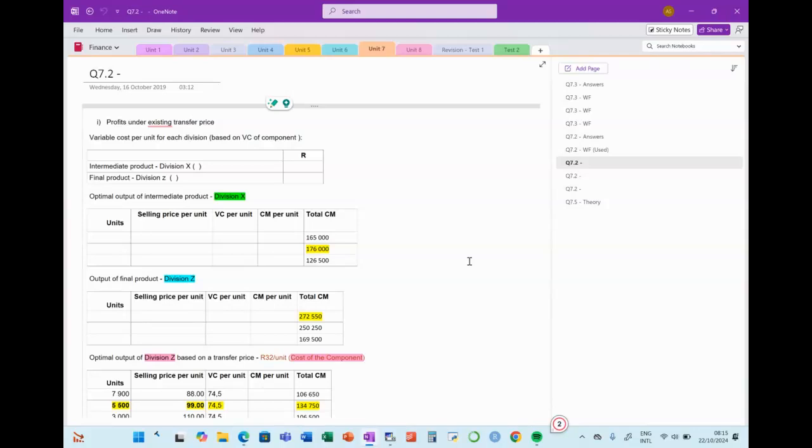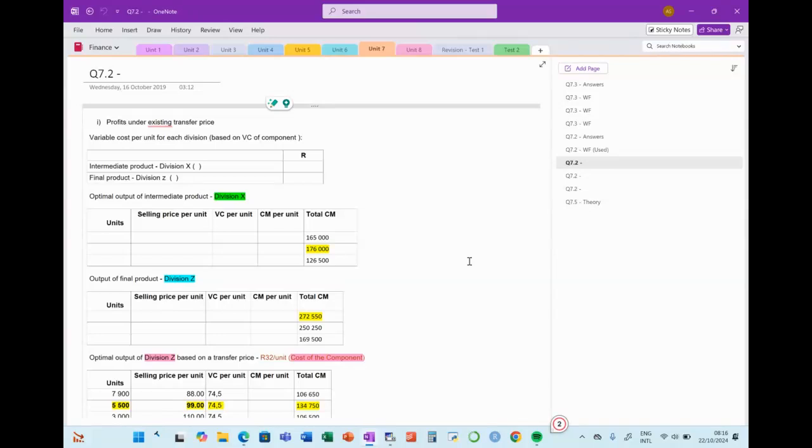So we go on. It says Division Z uses the component to manufacture its final product. The unit costs of this product are as follows. So you've got the component, the unit cost, sorry. You've got the component from Division X, the 32 Rand that they just told us about, that we have to buy from Division X. You've got direct materials, direct labor, variable overheads, fixed overheads, and then variable selling expense.